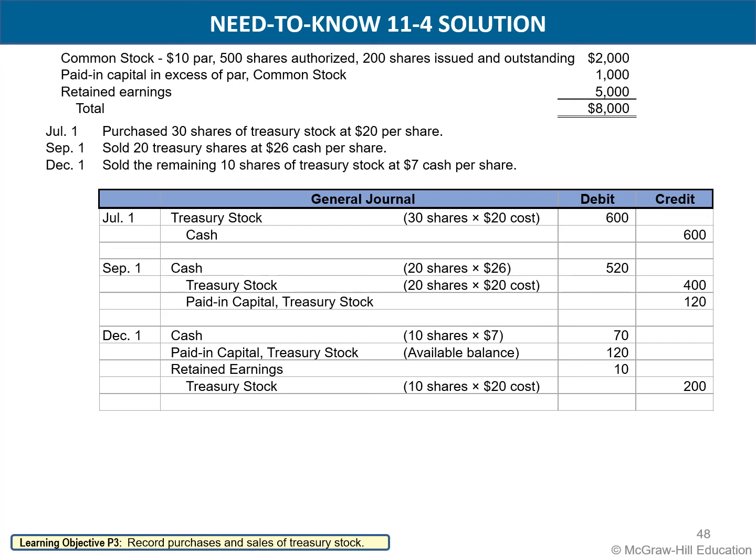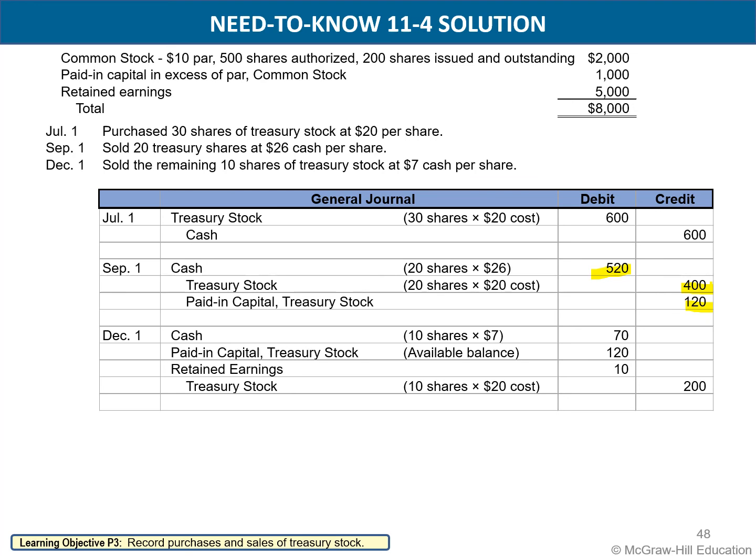Then on September 1st, we sold 20 of those treasury shares at $26 per share. So we sold them above the cost. So we have 20 times 26 bucks, and we're going to get cash of $520. Our treasury stock account gets reduced only by the cost. The stock that we sold had a cost of 20 bucks per share, so $20 times 20 shares is $400. And then the difference between the cost and what we sold it for, the $6 per share times the 20 shares, gets recorded to our paid-in capital account, 120 bucks.